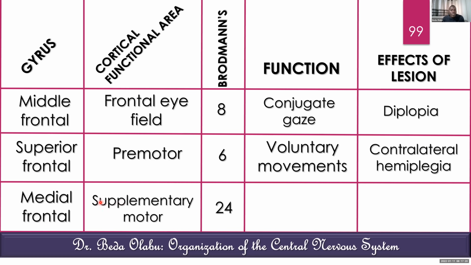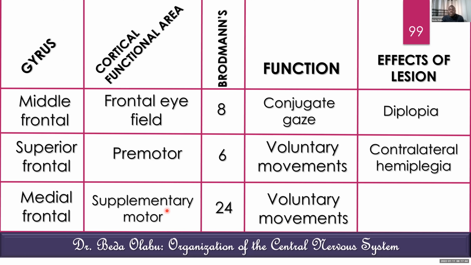Lastly, we have the medial frontal gyrus, and the posterior aspects of the medial frontal gyrus houses a region we call the supplementary motor cortex. This is part of area number 24, although area number 24 is a bit bigger than this one. Area number 24 spans more than just supplementary motor cortex.